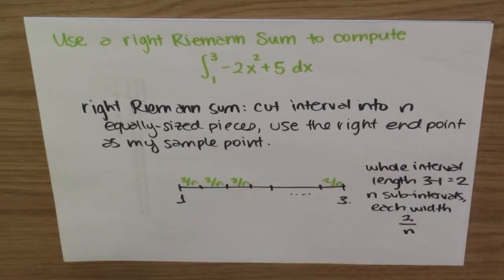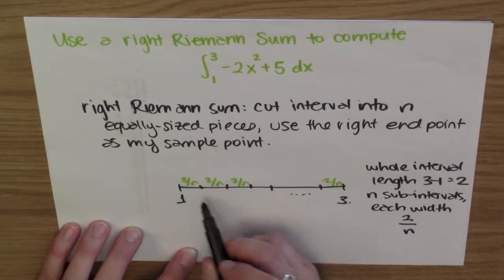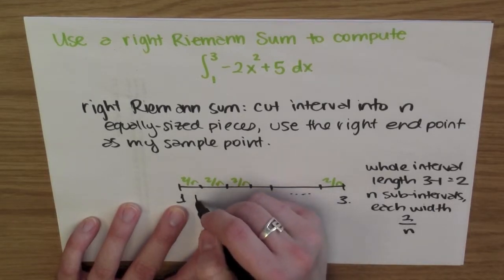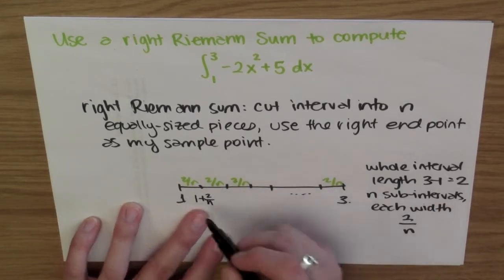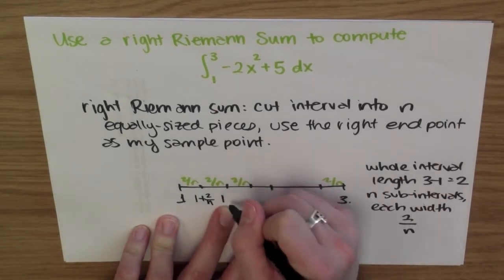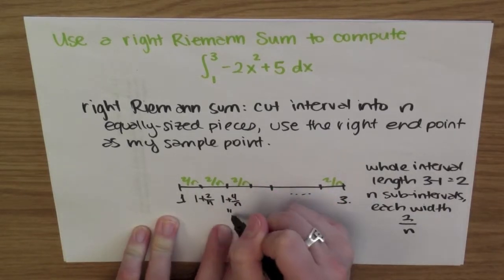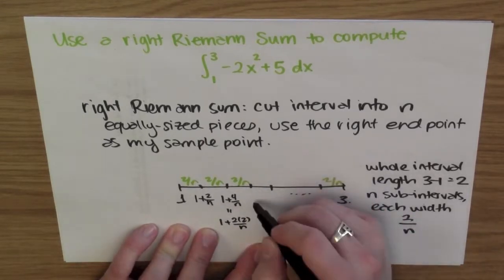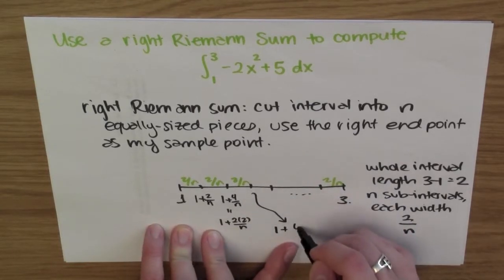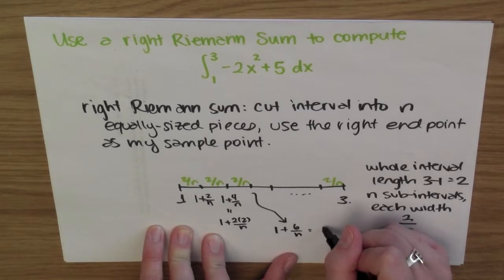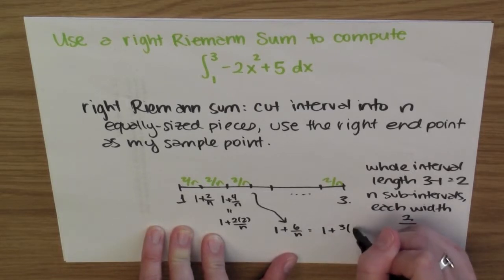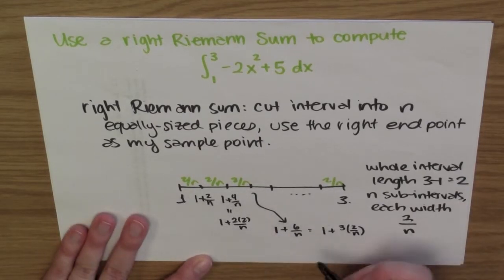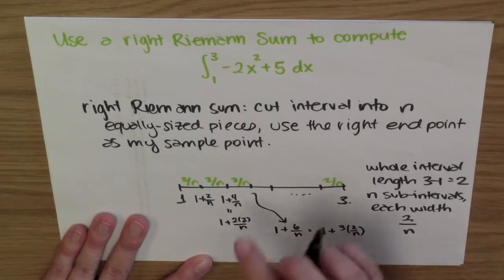Okay, so the next thing that I want to ask is, how do I figure out what these points are? Well, here I start at 1 and I move over by 2 over n, so this is 1 plus 2 over n. And then I move over 2 over n more, so this one is really 1 plus 4 over n, which is really like 1 plus 2 times 2 over n. The next one would be 1 plus 6 over n, which is the same thing as 1 plus 3 times 2 over n, right? Because each time I move over, I'm moving over 2 over n, so I add on another copy of 2 over n to what I'm doing.